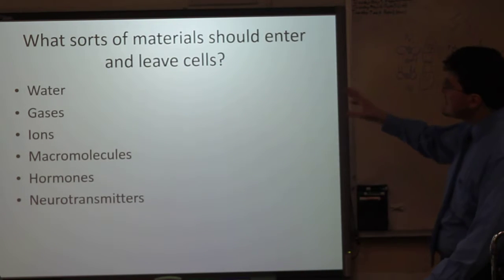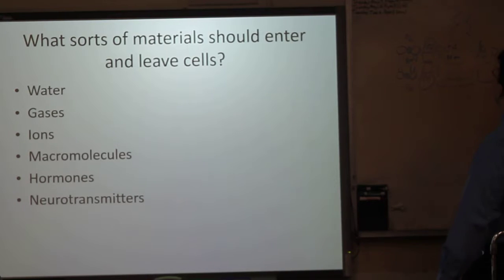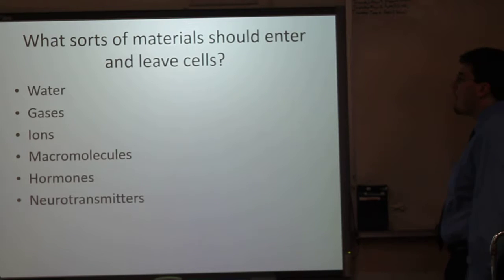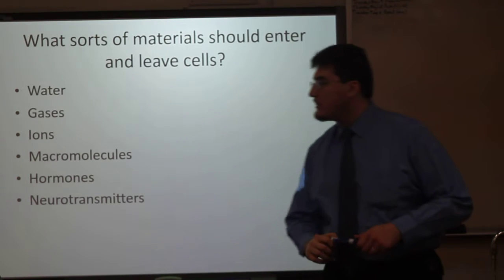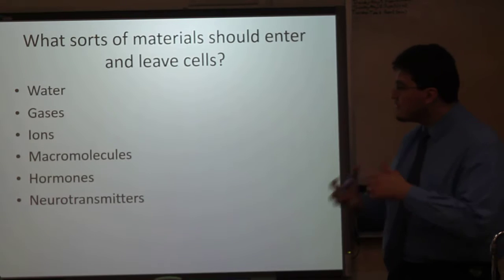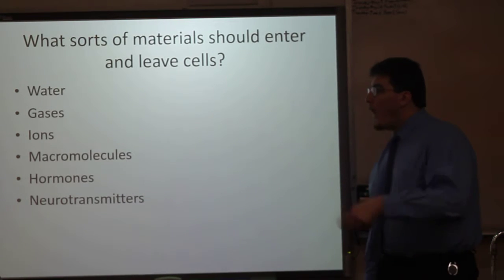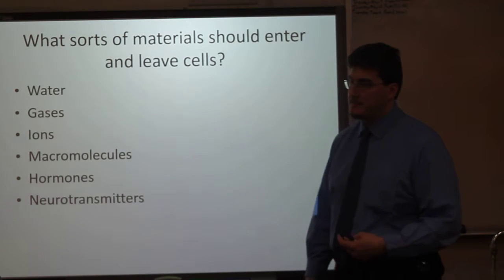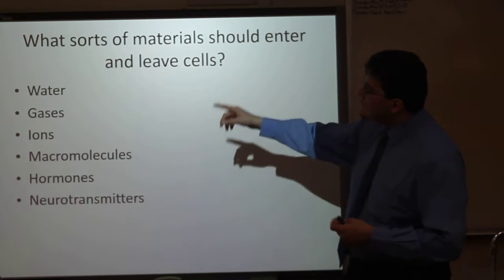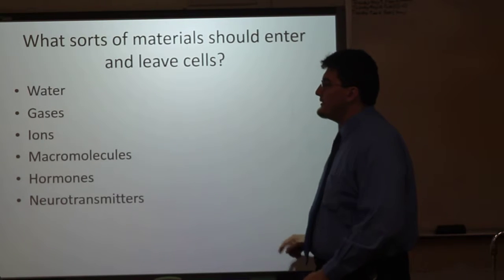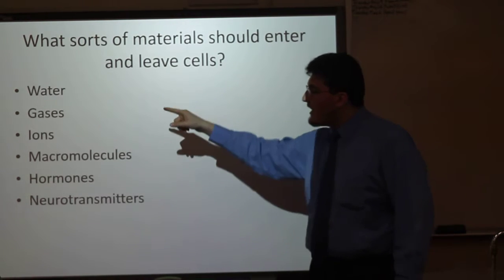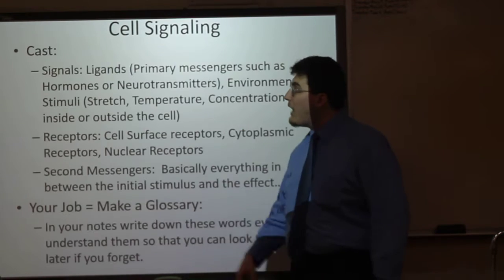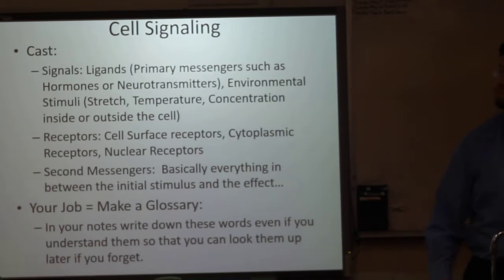So what sorts of materials do I want to be entering and leaving my cells? I want water to enter or leave my cell. I want gases, ions, macromolecules, hormones, and neurotransmitters to be entering and leaving my cell. That's what I want to enter and leave. So how is this going to happen? Let's talk about hormones and neurotransmitters for a moment. Water, gases, ions, and macromolecules I can deal with later. But hormones and neurotransmitters, I want to talk about cell signaling for a second.